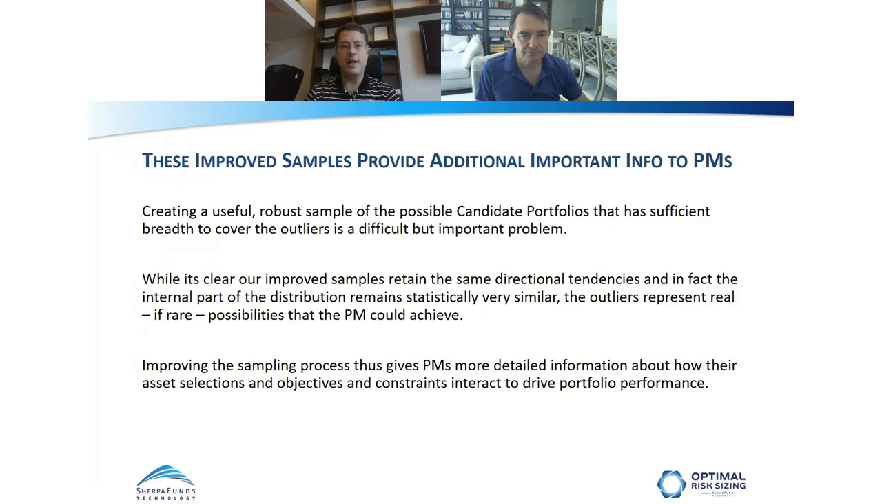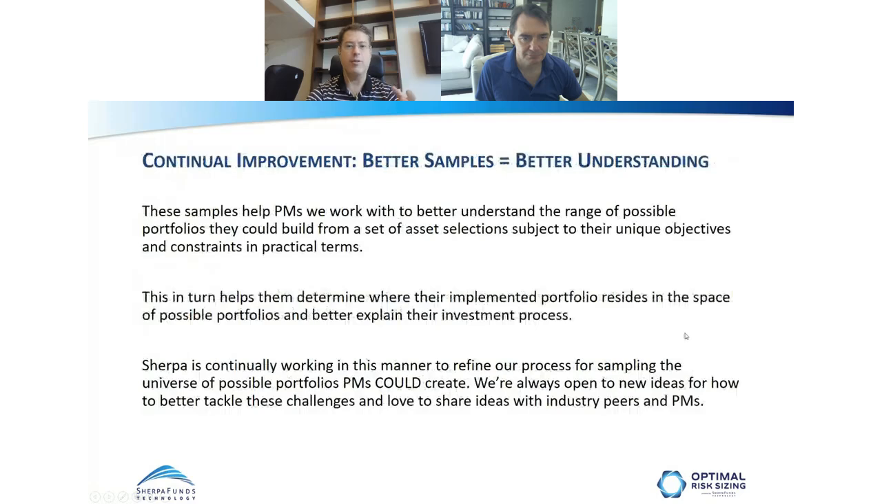And so for us, it's important to think about that and quantify it, because as a PM, one of the big parts of the portfolio construction decision that we've talked about is asset selection, and then objectives and constraints. If that band is wider than you're comfortable with, you maybe need to be thinking about the latter part of that, your objectives and constraints. By building this better sample, it gives PMs more information. It gives you a better understanding of how your asset selection and objectives and constraints interact to drive your portfolio's performance.